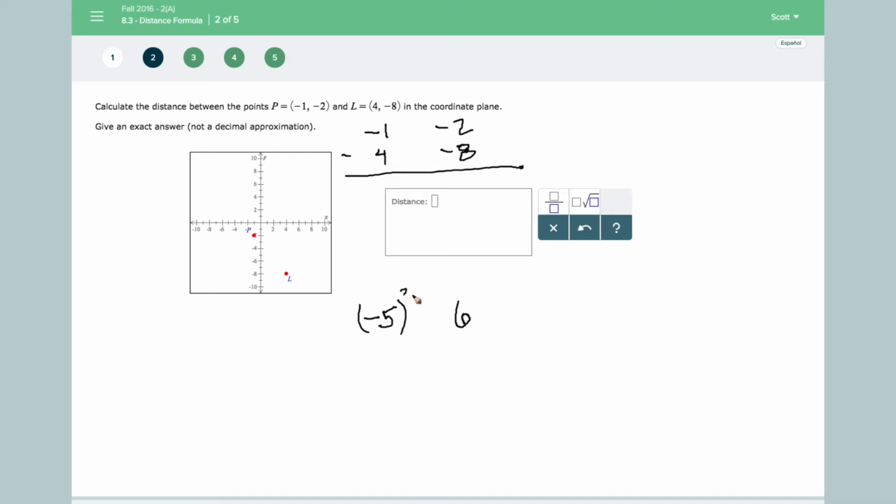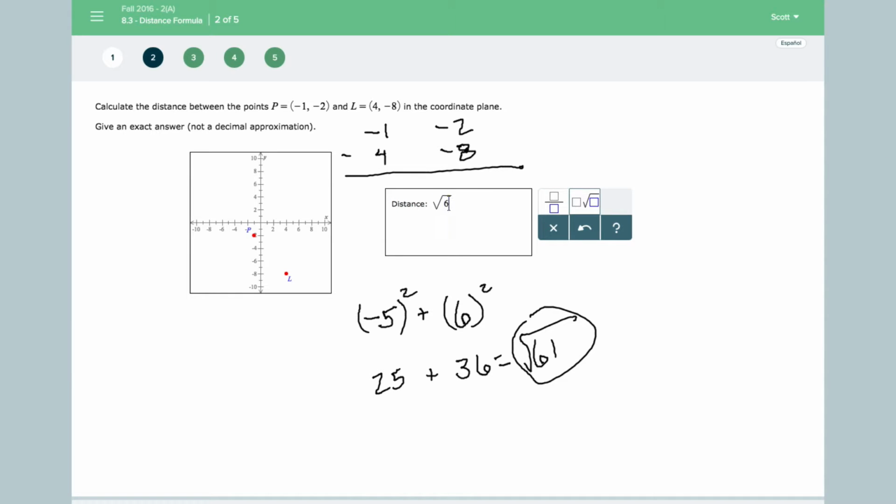So now I'm going to square them. And I have 25 plus, and we just remember we add them together, 36. 25 plus 36 is 61. Put a square root there, and that's our answer, because it wants an exact answer. No decimals. So the square root of 61.